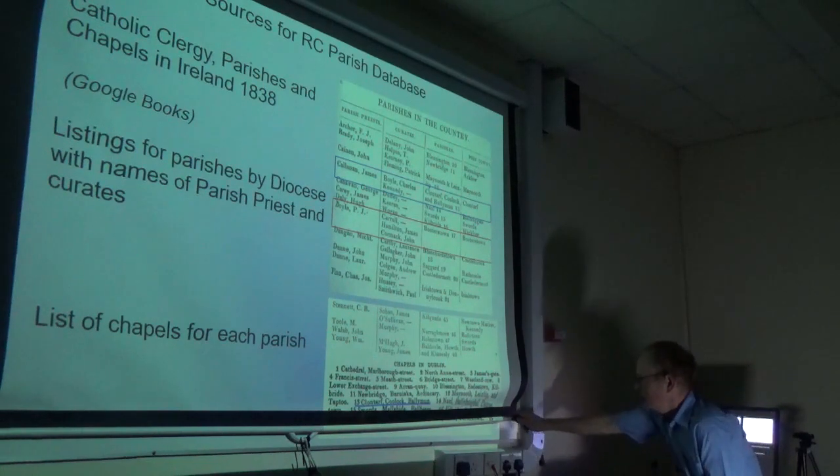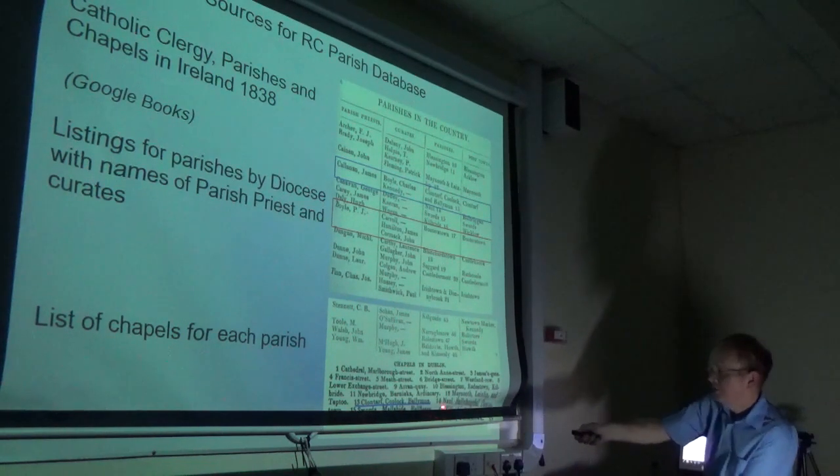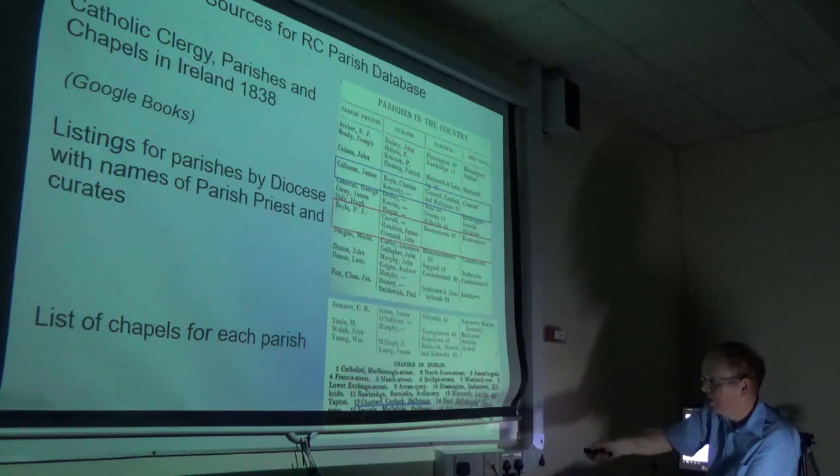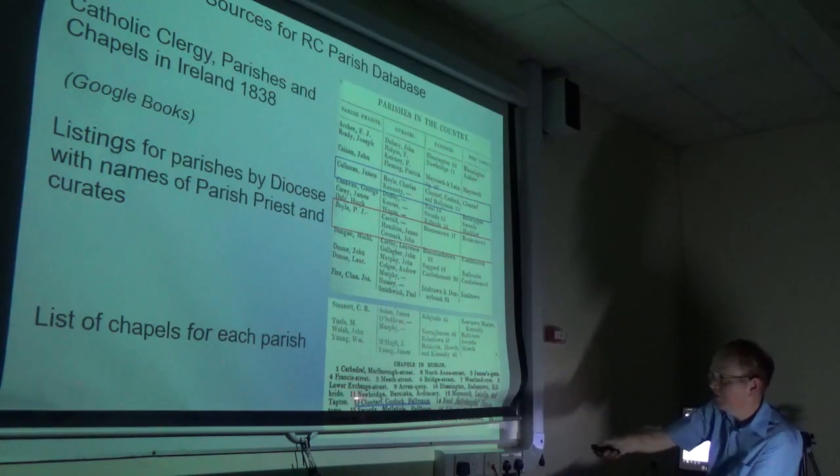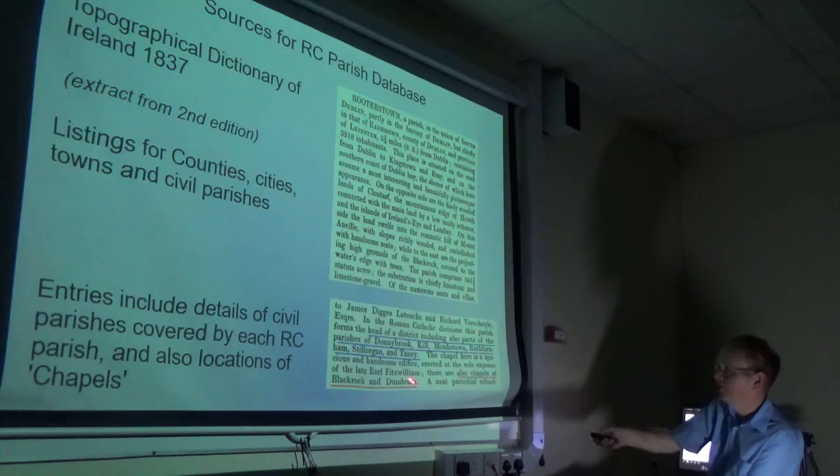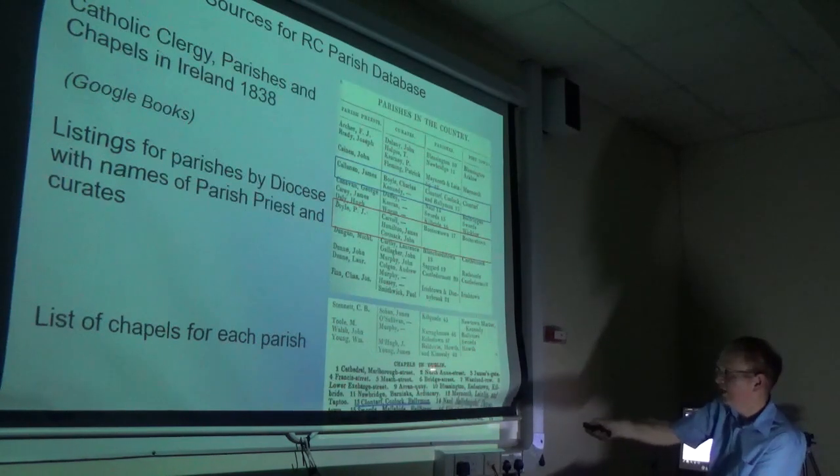And at the end, you can't quite see it, there is Booterstown in there somewhere. But there for 13, you see number 13, and it has chapels in Dublin, Clontarf, Coolock, Ballymun.